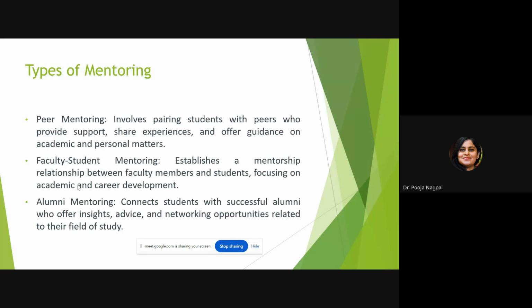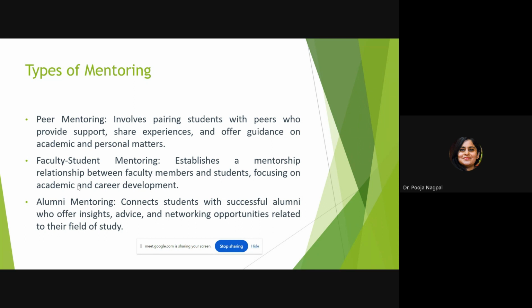So there are some types of mentoring also. We would like to discuss the types of mentoring: peer mentoring, faculty student mentoring, and alumni mentoring. Peer mentoring, as its name suggests, involves pairing students with peers who provide support, share experiences, and offer guidance on academic and personal matters.